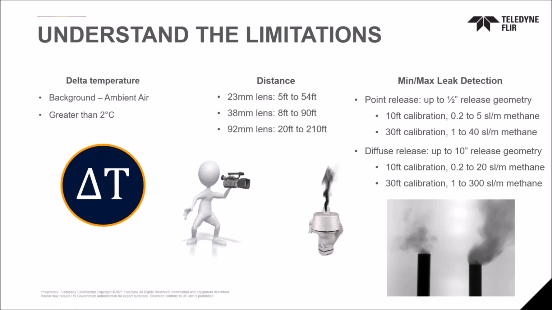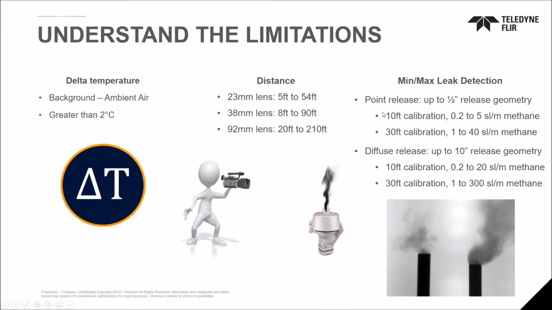Another big question that we get is what is the minimum and maximum leak detection? That depends upon the release geometry. In other words, the size of the leak, where the leak is coming out. Generally, these leaks are coming out of a small geometry, the point release, up to around a half inch to an inch of release geometry, in which you would want to use point release. It would operate and be calibrated from around 0.2 liters per minute up to around 40 liters per minute.